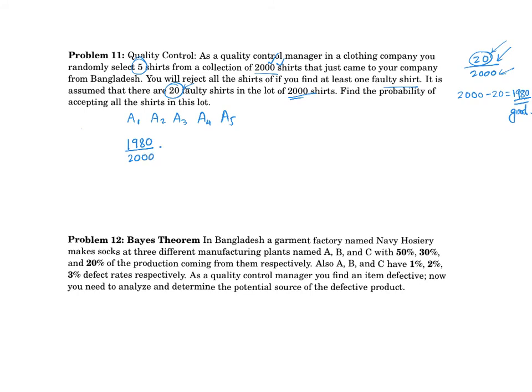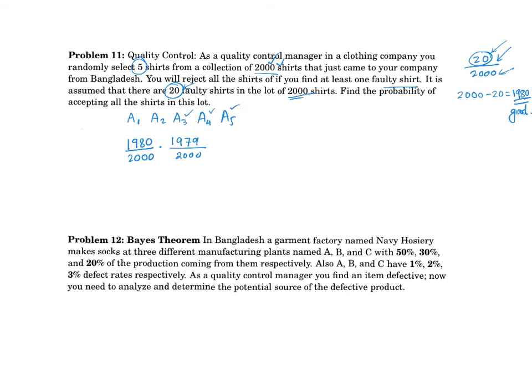Now that you picked a good t-shirt, you really don't want to put it back. You put it on the side, and that's pretty much what common sense would tell you. Because if you put it back, then in theory you could get that one again. So let's put it aside. That makes it a dependent probability. These events are not independent, they are dependent. So second time around you're going to have 1979 approximately out of 2000, and you keep doing it for each of these.